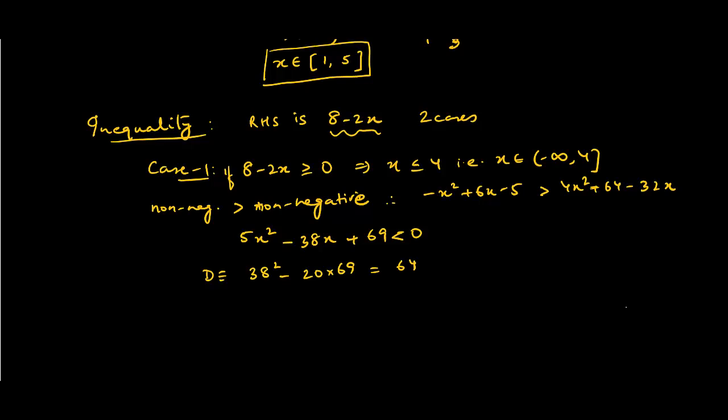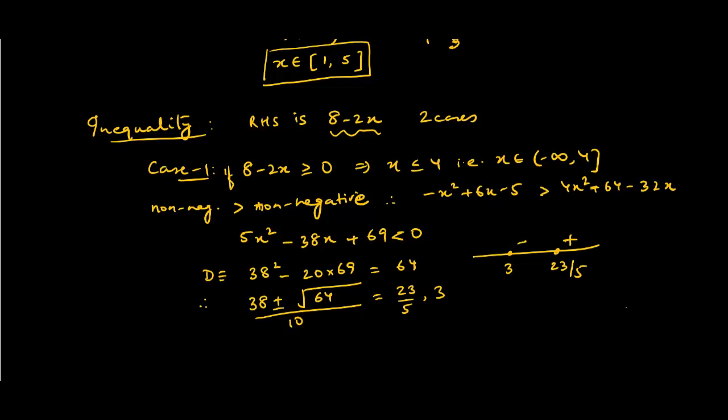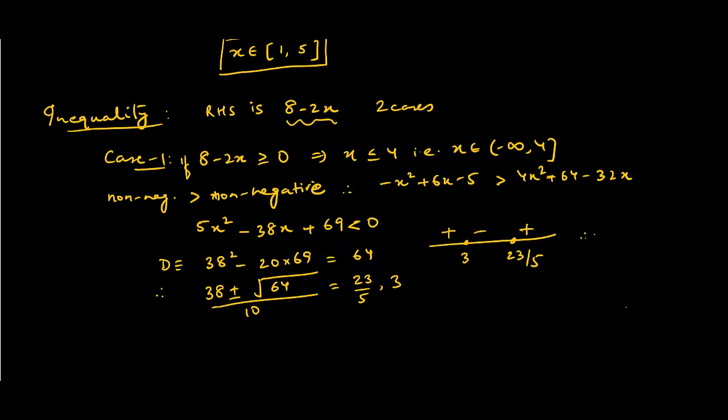So discriminant is 64, and therefore the roots of this equation are the critical points that you have to mark on the number line for the sign scheme. They will be 38 plus minus under root b square minus 4ac upon 2a, so that gives you 23 by 5 and 3. So these values are clearly 3 and 23 by 5, and the sign scheme will be positive, negative, positive. So the solution for this particular case becomes x belongs to 3 to 23 by 5.